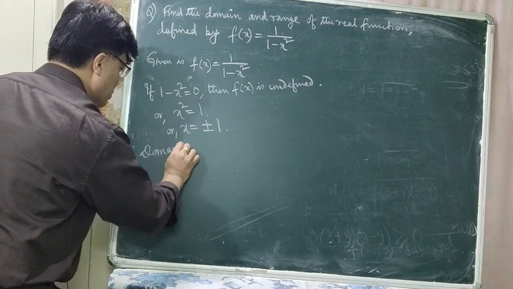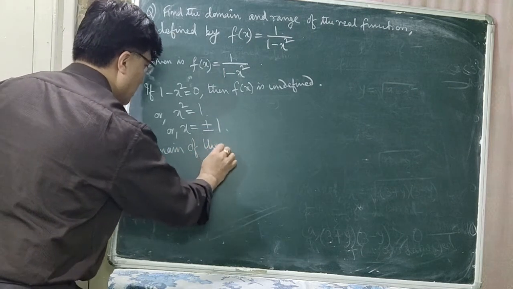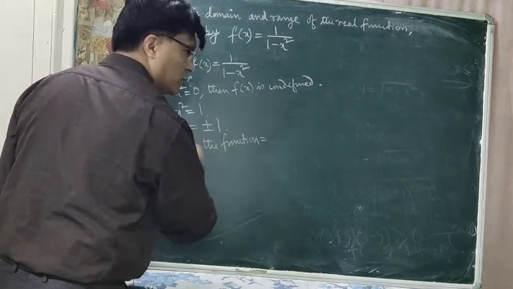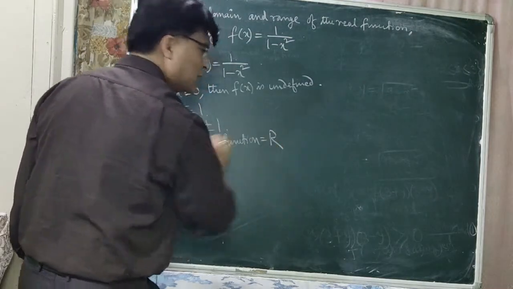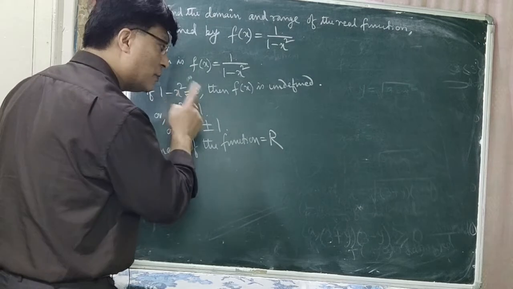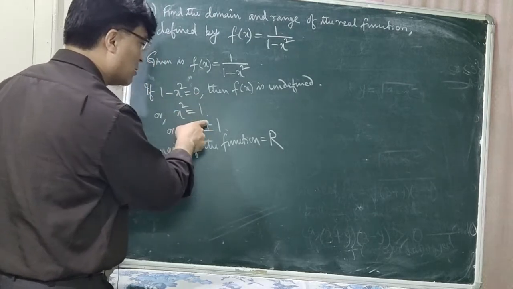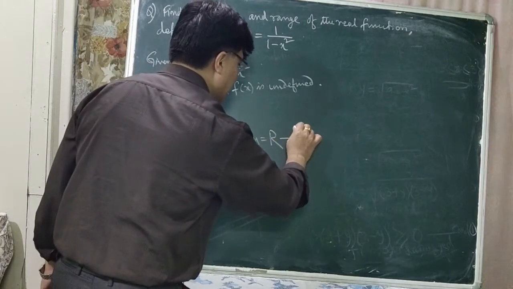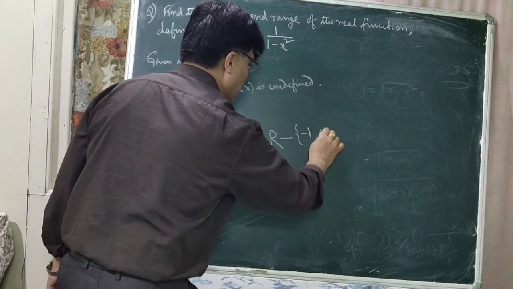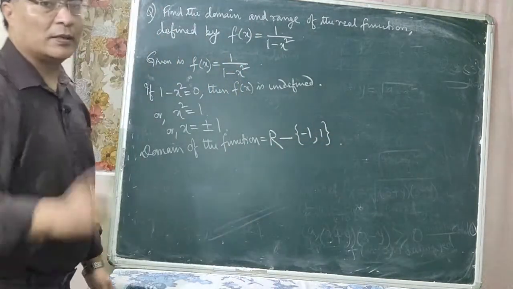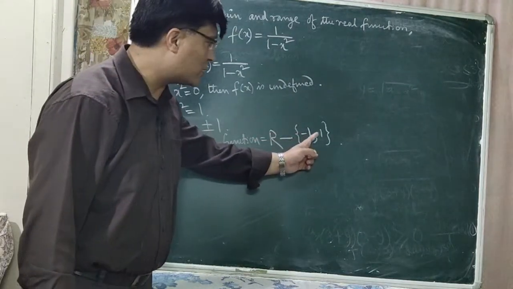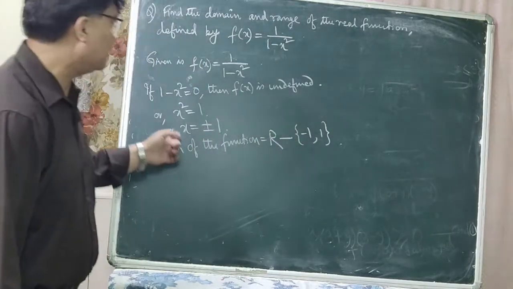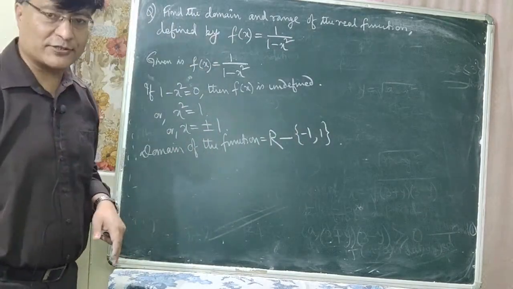So, domain of the function is equal to set of real numbers, all those set of real numbers, but in that set of real numbers, plus 1 and minus 1 should not be there. That is, minus 1, 1. That means x is equal to minus 1 or x is equal to 1 should be excluded in order to have the defined f of x.